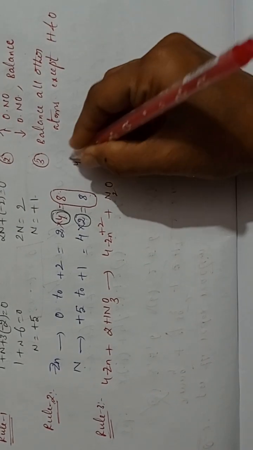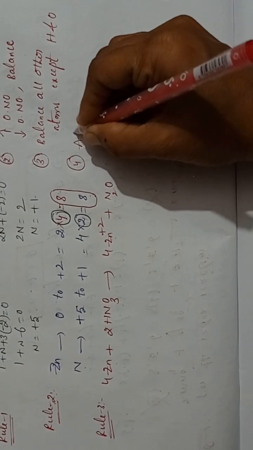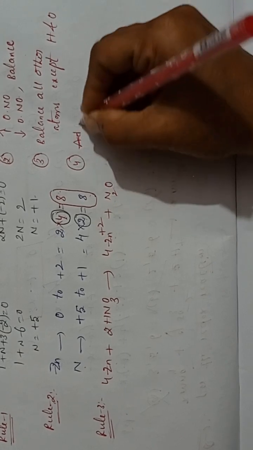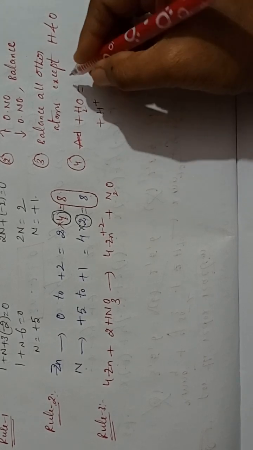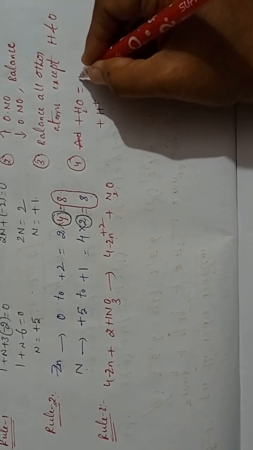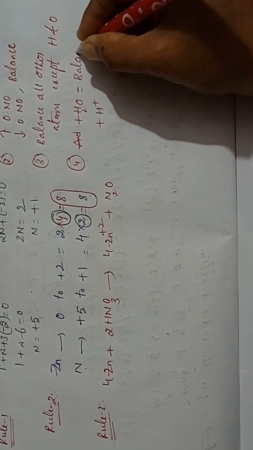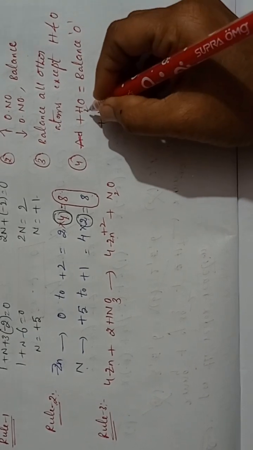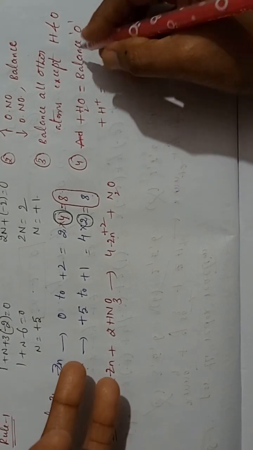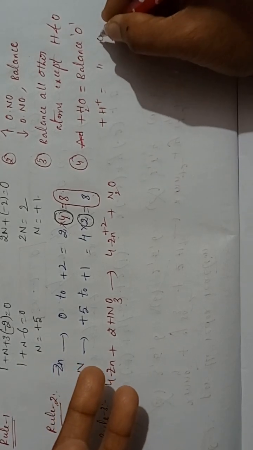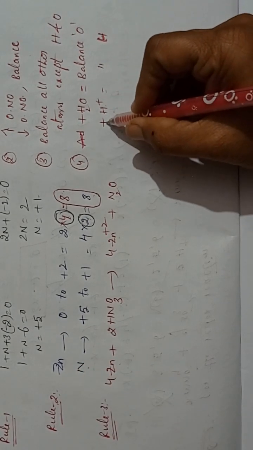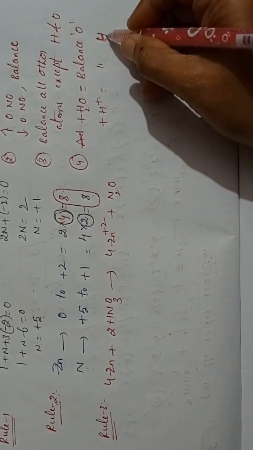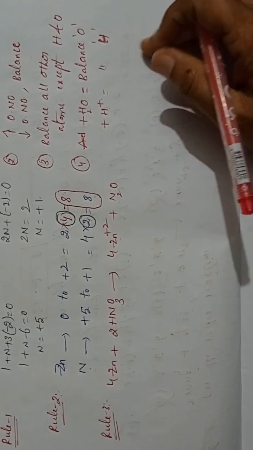Okay. Now what is the fourth rule we have to follow? Add water. Next add H+ ions. Add water when, students? To balance oxygens. So to balance oxygen atoms you have to add water. To balance hydrogens you have to add H+ ions. Are you clear? To balance hydrogens.